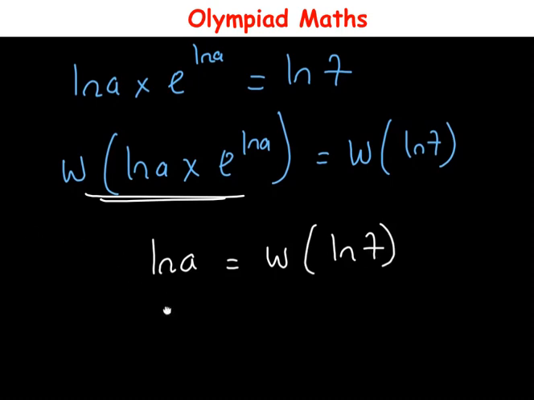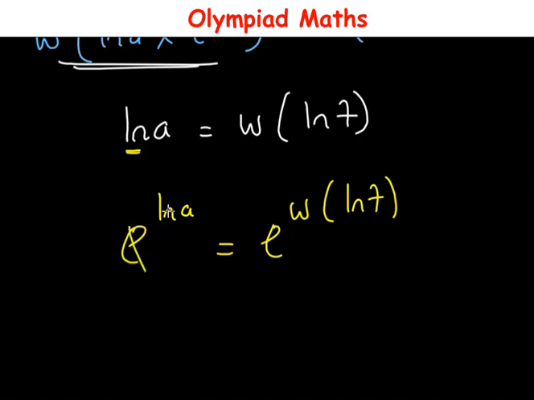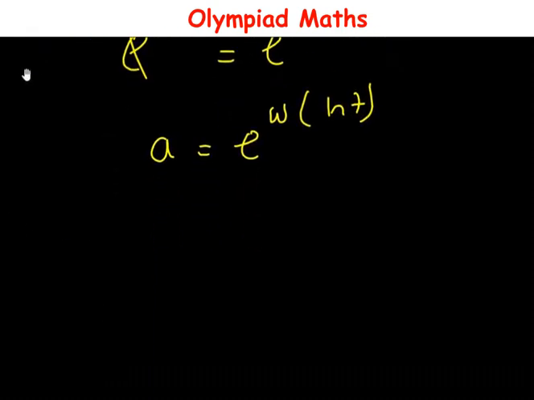At this junction, we are close to getting the value of a. The next thing is for us to eliminate this ln, and to do so, we are going to introduce e. So e to the power of ln a is equal to e to the power of W of ln 7. If we cancel ln, a is then equal to e to the power of W of ln 7. Okay, good. So we have gotten the value of a as this.